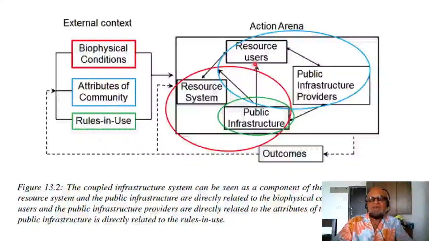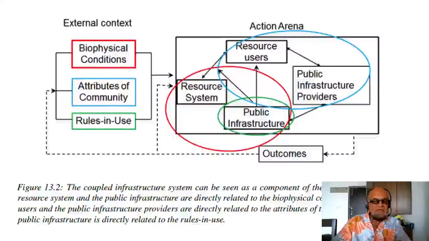In the action arena, we had a resource system, resource users which interact with each other, public infrastructure which facilitates resource users and also feeds back to the interaction between resource users and the resource system, and there are public infrastructure providers which interact with the resource users and provide financing and other things to public infrastructure. So together this action arena determines the outcomes, right? So this is kind of the analysis here.